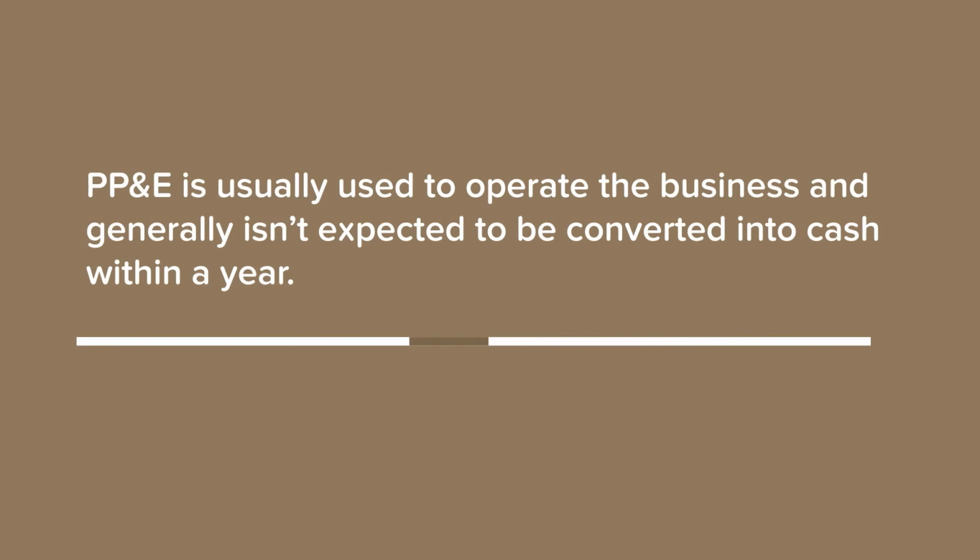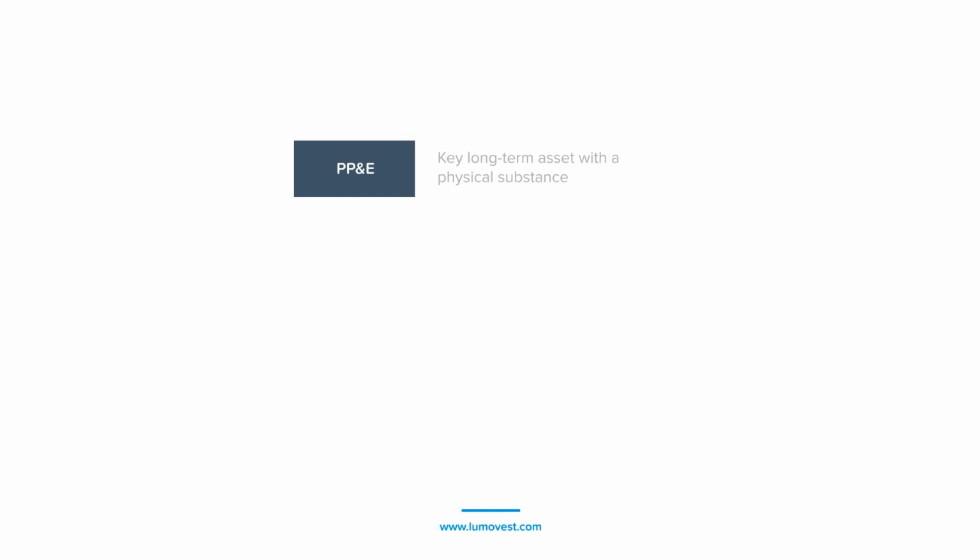In fact, it's probably the most iconic long-term asset because it's something that pretty much all businesses have. PP&E is a tangible asset. It can be physically touched. In the next lesson, we'll learn another iconic long-term asset that many businesses have. But unlike PP&E, it's intangible and can't be physically touched.